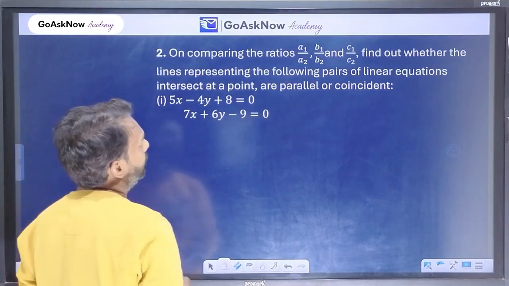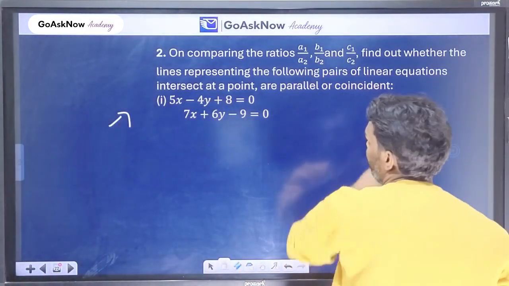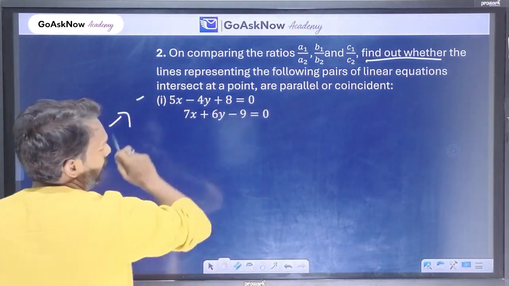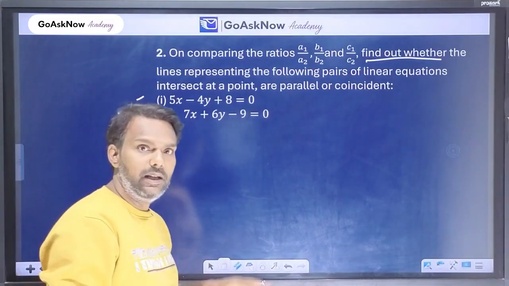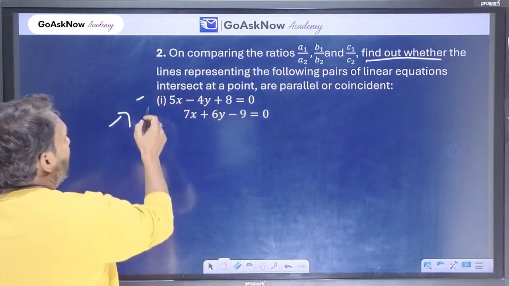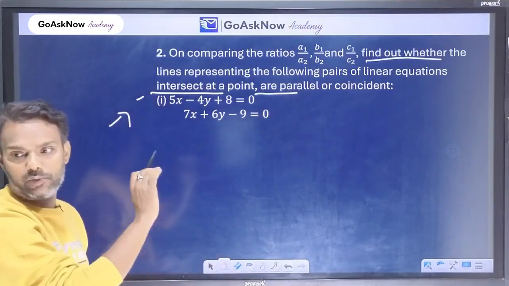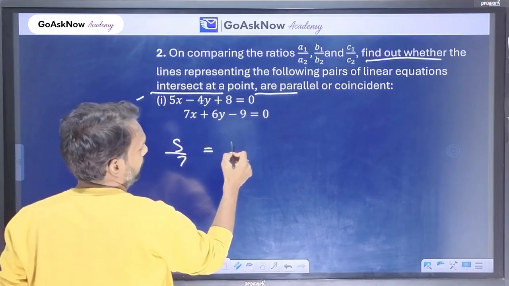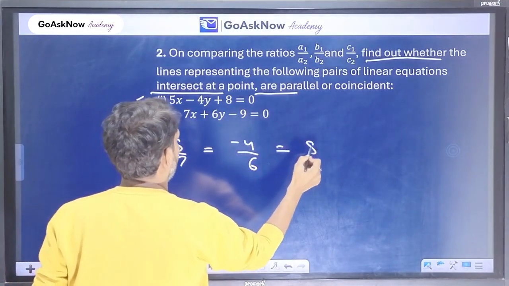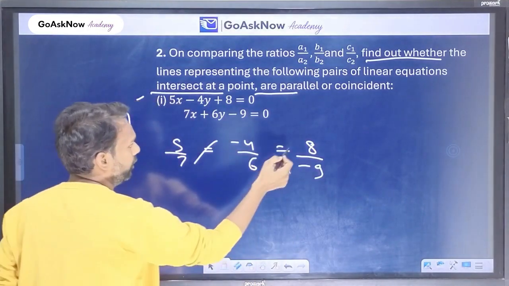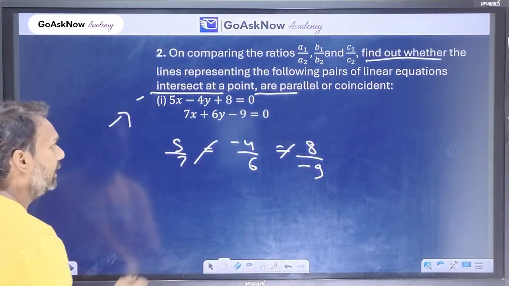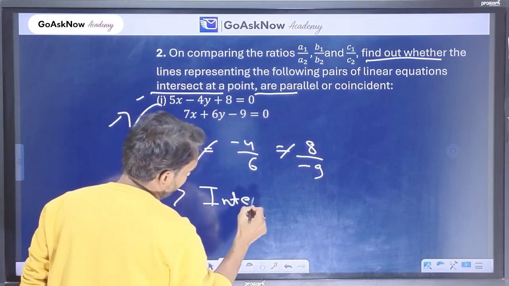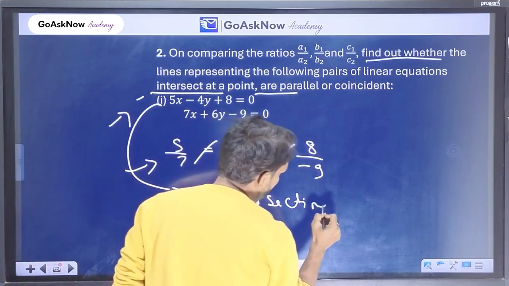On comparing the ratios a1 upon a2, b1 upon b2, c1 upon c2, find out whether the lines representing the following pair of linear equations intersect at a point, are parallel, or are coincident. Okay, so 5 upon 7, minus 4 upon 6, 8 upon minus 9. These are all not equal. Therefore, this pair of lines represents intersecting lines.